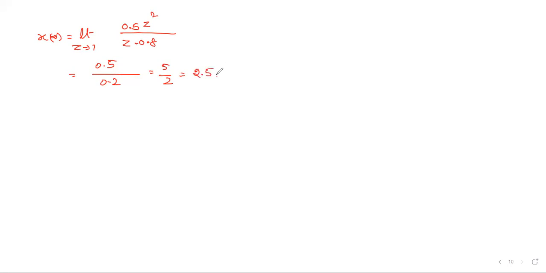2.5. Otherwise, 5 by 2 you can keep like that. Now, in a similar way, we need to apply the initial value theorem as well as the final value theorem, if they give any question. We need to answer like this. Right. So now we will solve one more numerical based on this initial value and final value theorem.